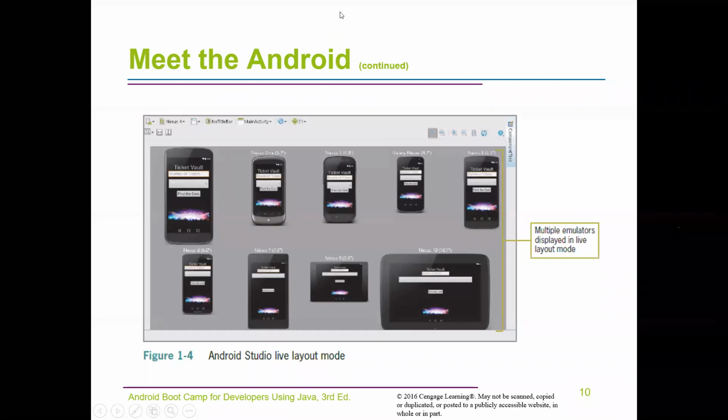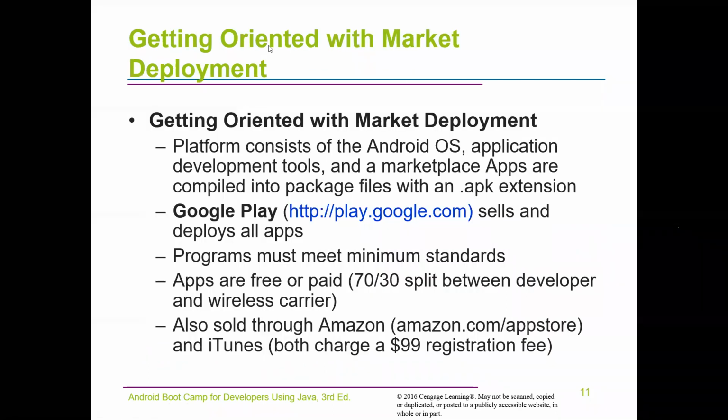And now we proceed with the different emulators. You can see here we have an emulator from Nexus, from a different device. We could use a live layout mode or a layout mode through a programming mode. So we could enhance as we go through. That's an example of those things, as you can see. And also getting oriented with the market deployment. So you could see the deployment.